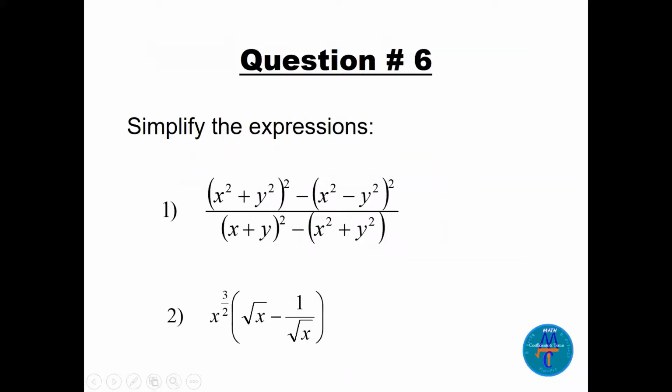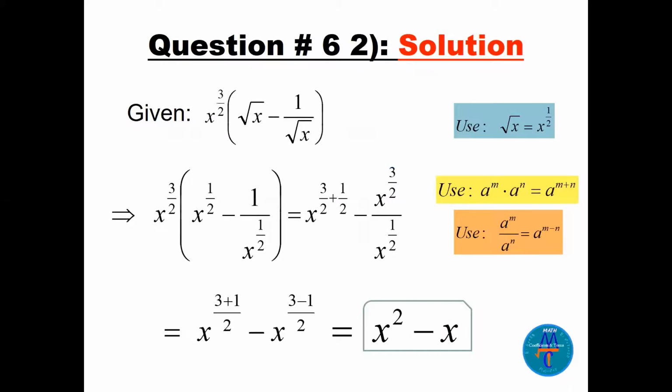That's number 1. Can you try number 2, please? Very nice answer in number 2 here. See, this question does not look nice: x to the power 3 over 2, in the bracket, square root of x minus 1 over square root of x. But in the answer, it's so nice and smooth. Let's see the answer, number 2. The answer first, x squared minus x.